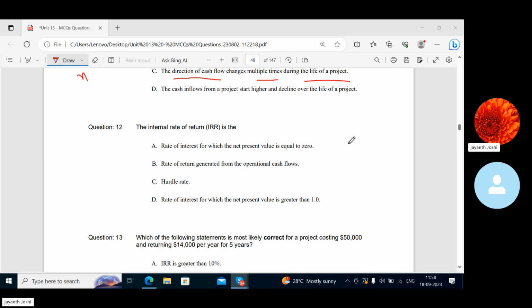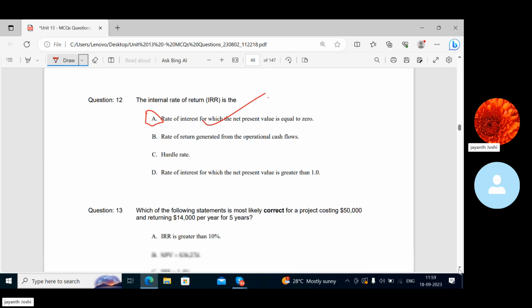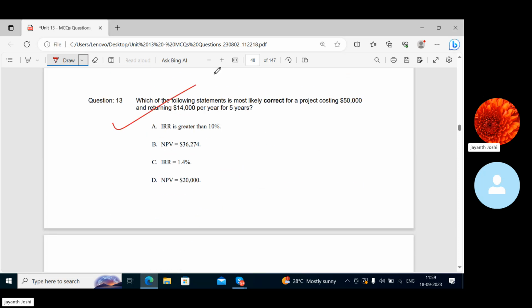Can we go for the next question? IRR is the discount rate at which net present value is equal to 0. Yes, the rate of interest for which your NPV is 0. Absolutely right. Next question. The 13th one.